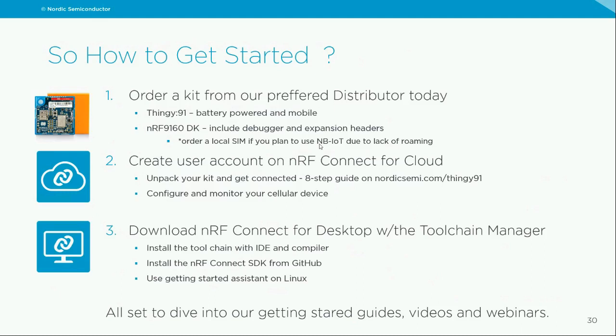Once you want to start developing, you need to download nRF Connect for Desktop and install the toolchain manager. And once you have done that, you have this getting started guide that will install the toolchain for you with the IDE and the compiler, and that will install the nRF Connect SDK for you from GitHub, either the master branch with all the latest features or a tagged release that is tested and guaranteed with support if you are close to releasing your product to production.